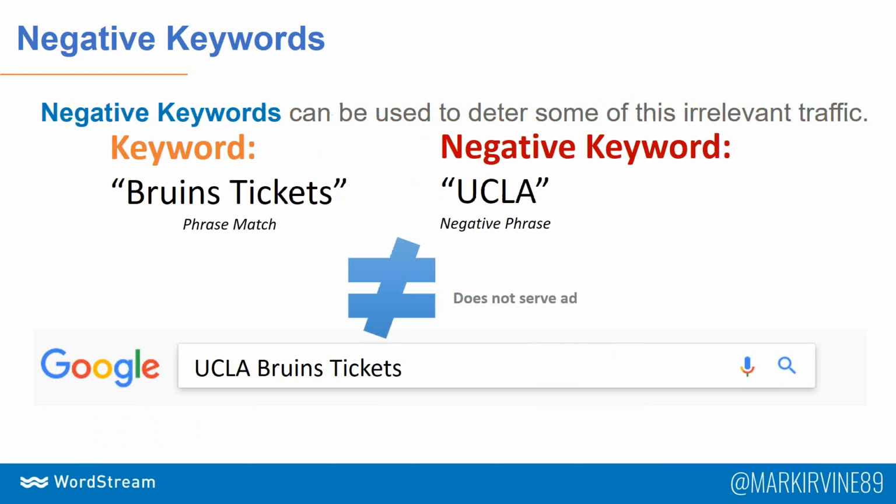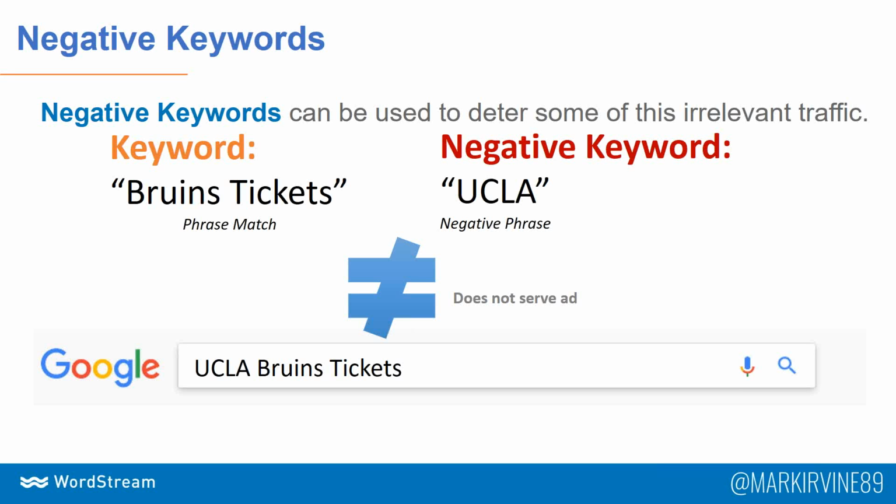We can go in and introduce negative keywords to deter some of this irrelevant traffic. So if I were to go in and create the keyword Bruins tickets, but also create the negative keyword UCLA, I would prevent myself from serving whenever someone searched for anything that included the phrase UCLA. And so I would no longer serve an ad to UCLA Bruins.